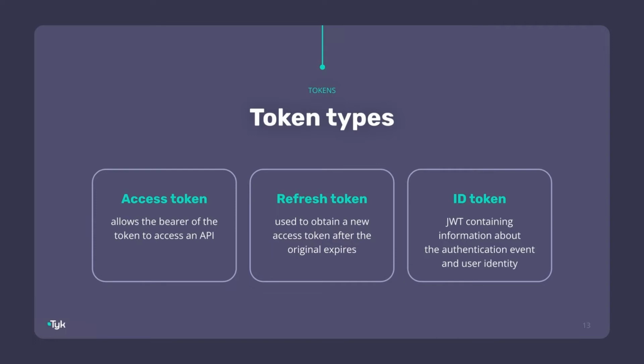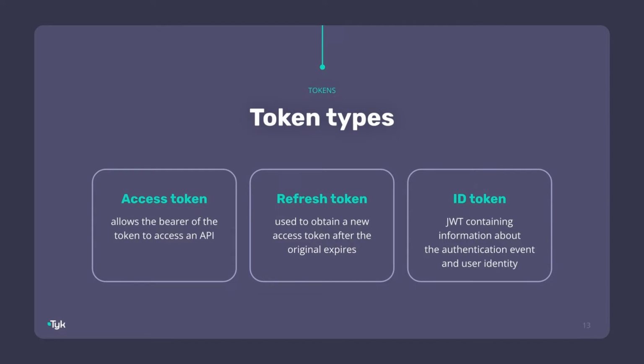The third type here is the ID token. This comes in once you start looking into OIDC or OpenID Connect, because this has more to do with authentication, because you are looking at user identity and user information. So this is a JWT that contains information about the authentication event and user identity. We will see this a little bit more once we go deeper into the world of OIDC and the entire journey around it.